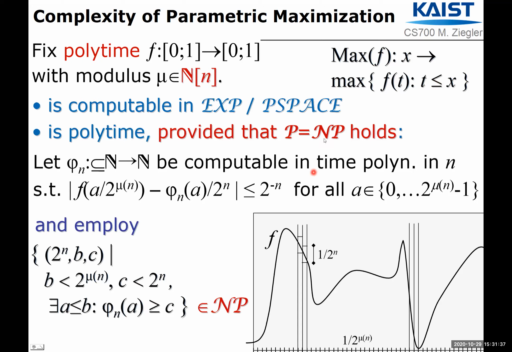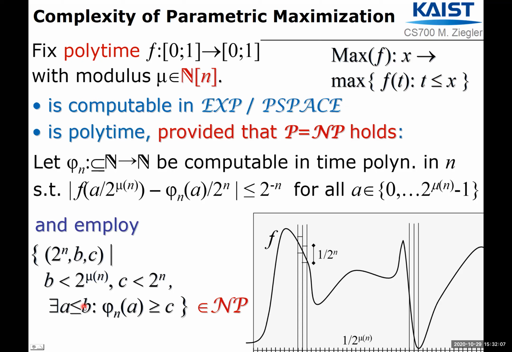Now by hypothesis, if NP is equal to P, if the millennium problem has a positive solution, then that means that this decision problem can actually be decided in polynomial time. And if this is the case, then we can actually perform binary search with respect to c, right? So we fix the precision parameter n, fix the right-hand bound for the parametric maximization, right?